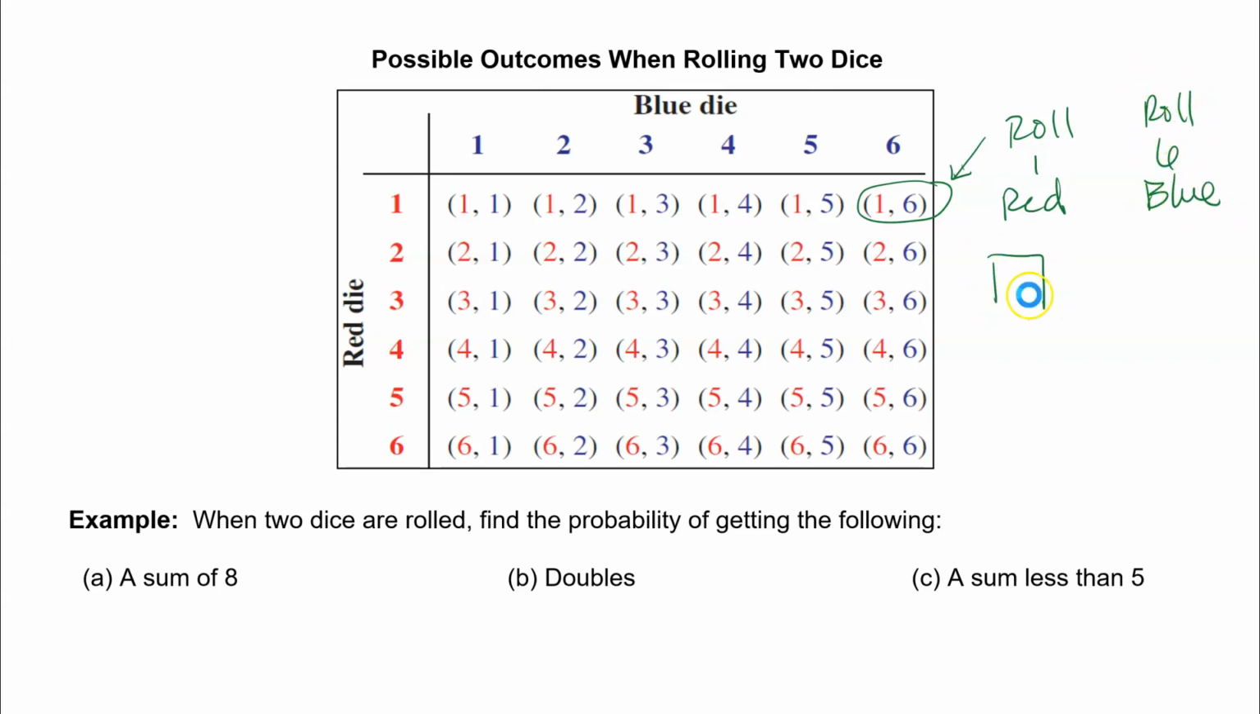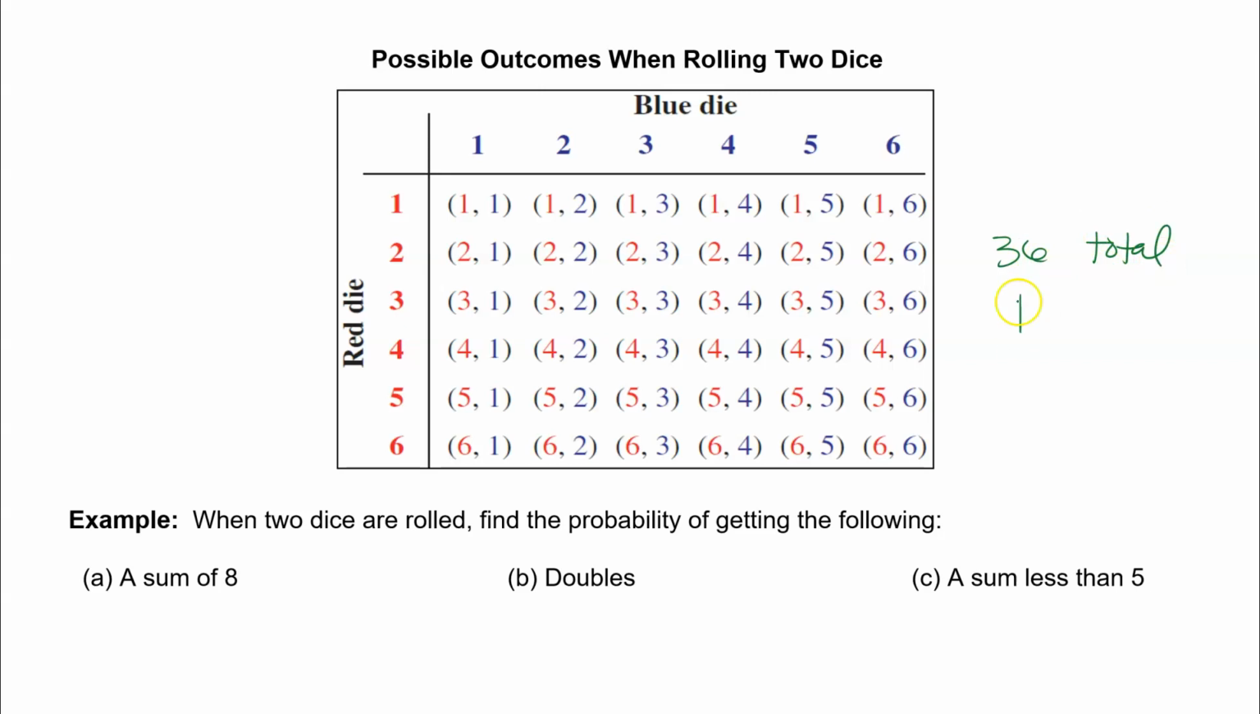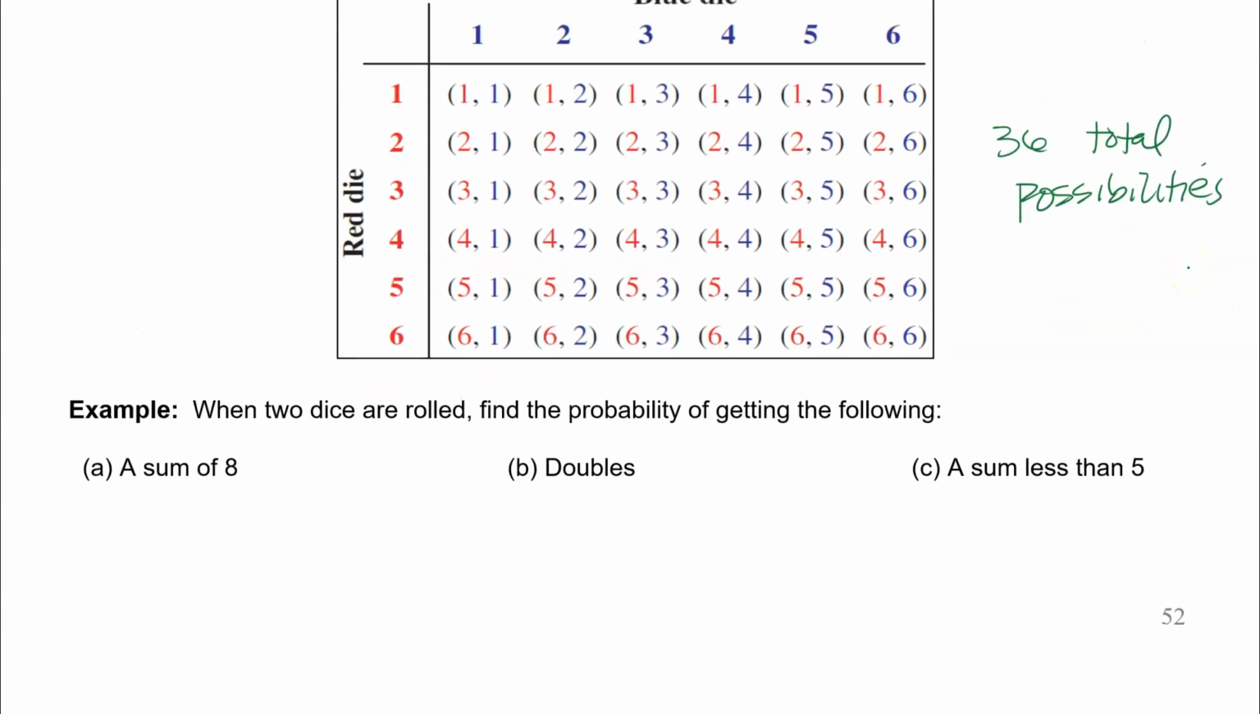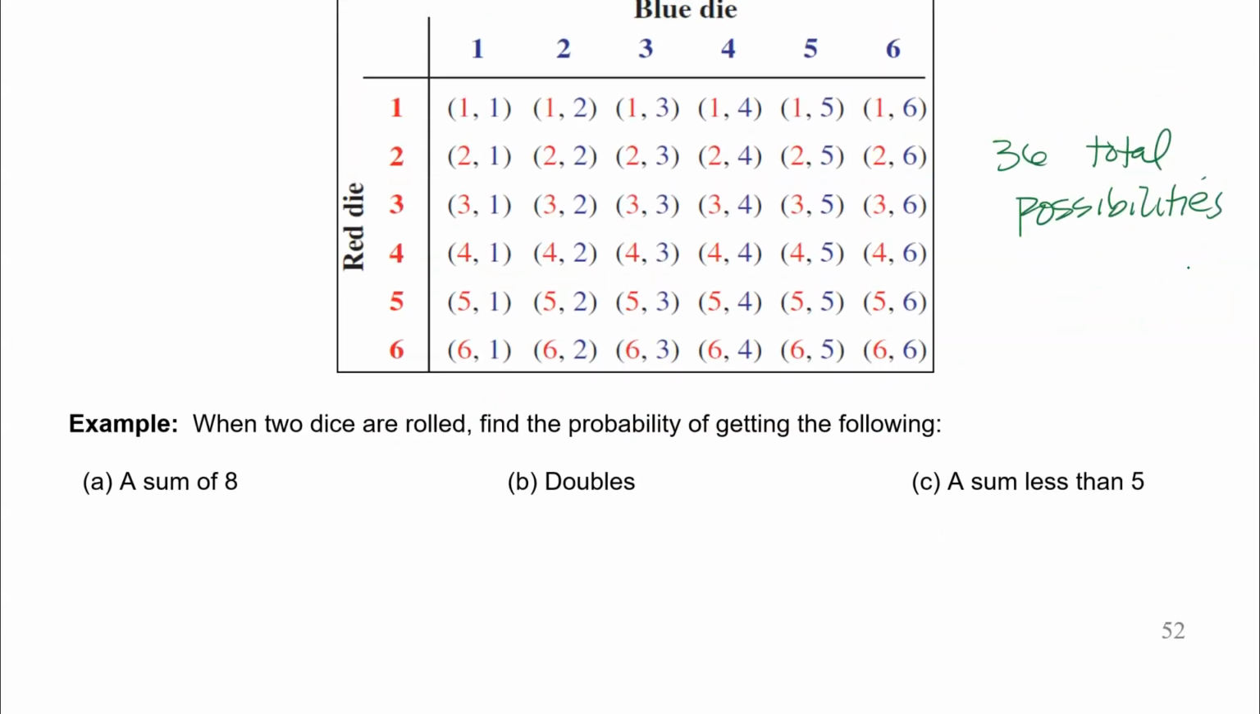Okay, so imagine 2 dice. The one has a 1 on it and the other one has a 6. So that's what that outcome represents. So if you look at this chart all together, there's 36 different outcomes. So there's 6 across and 6 down, so 36 total possibilities. Okay, so all of our probability questions down here are going to be out of 36, since there's 36 different possibilities.